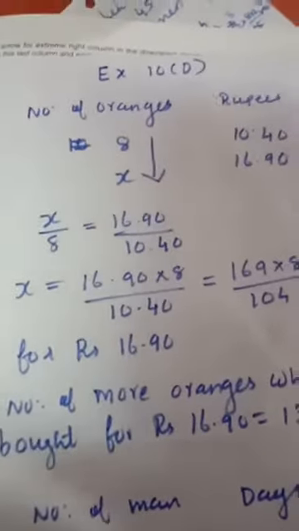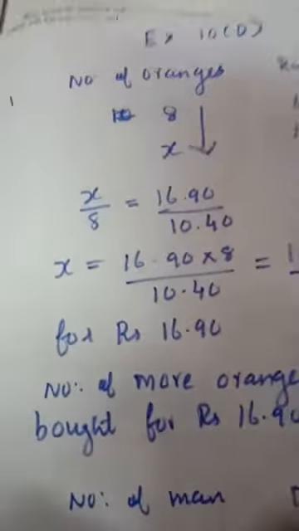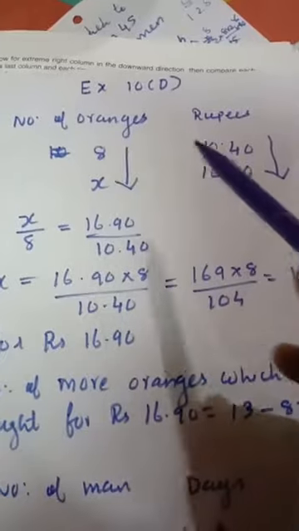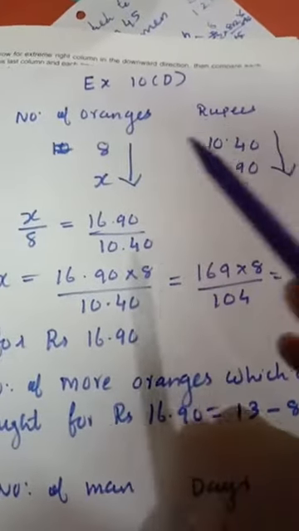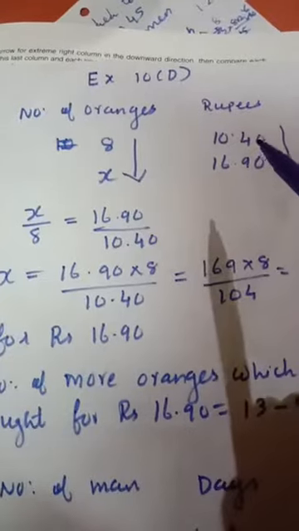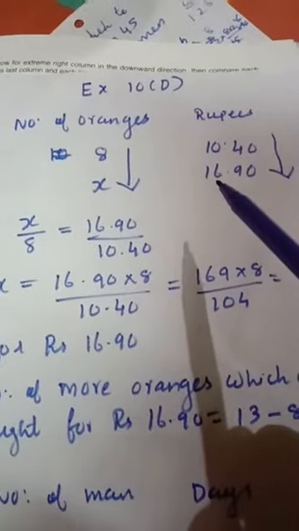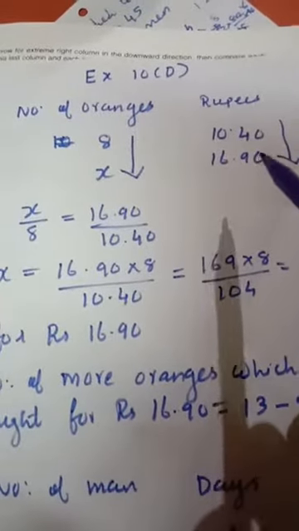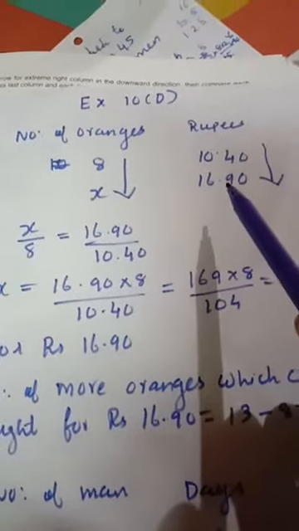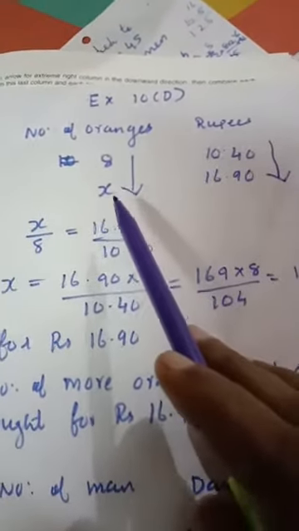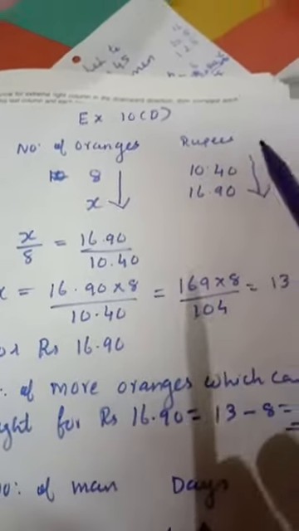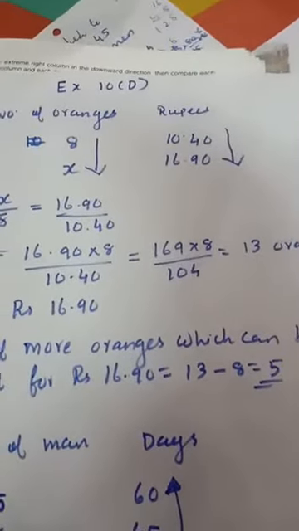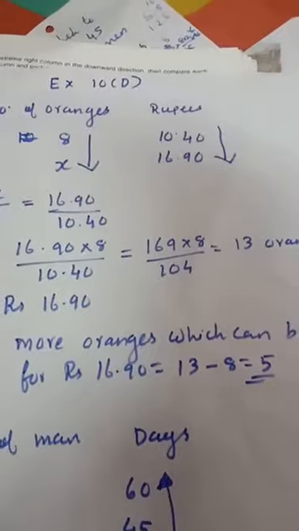So make two columns, number of oranges and rupees. Number of oranges, 8 oranges, rupees 10.40. For 8 oranges, amount is 10.40. Then our question is, how many oranges can be bought more for 16.90? So next 16.90 rupees. And oranges that we don't know, so put it as X. Now put the arrow mark according to the relation, inverse or direct.